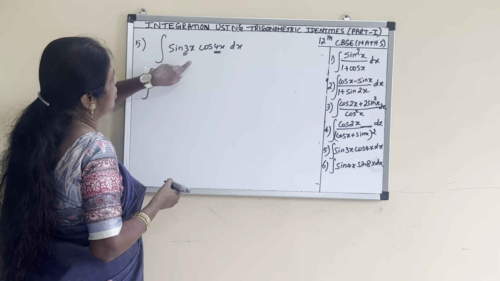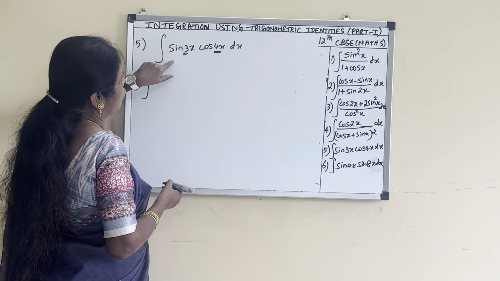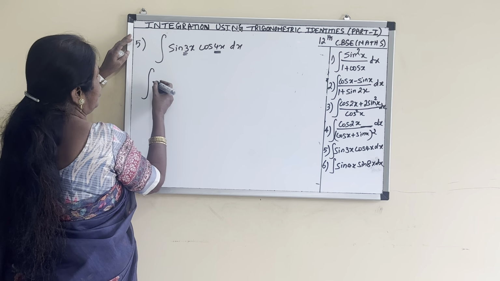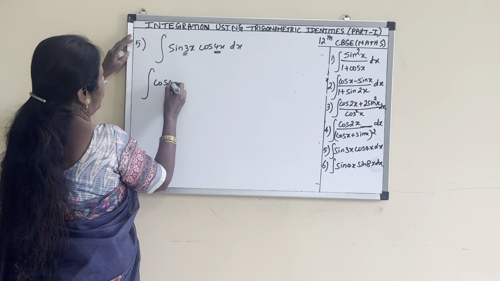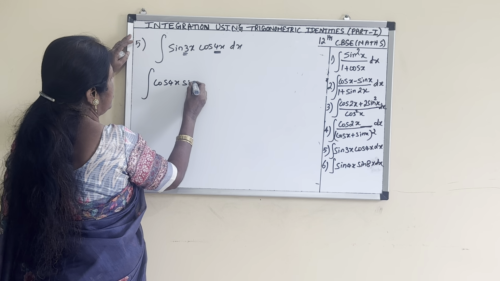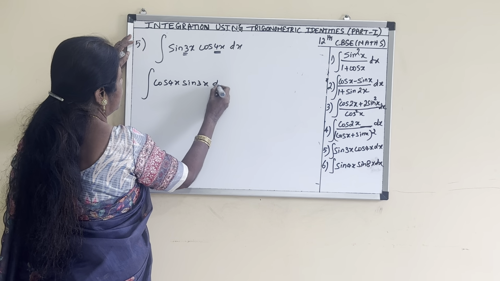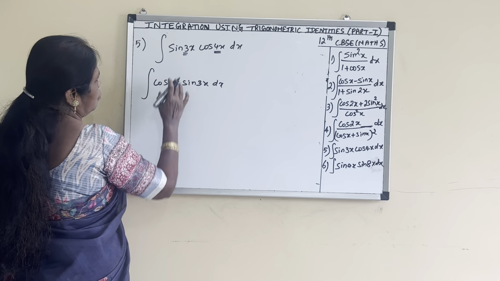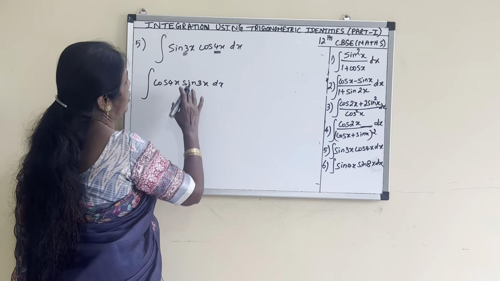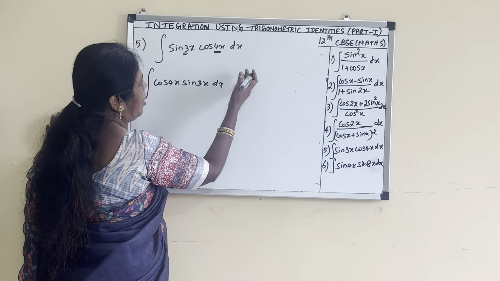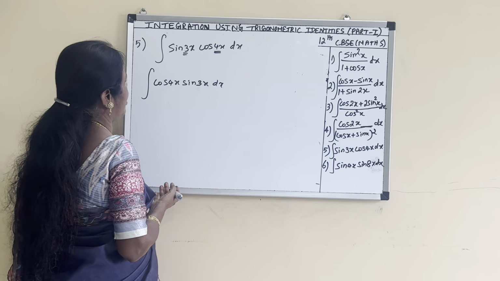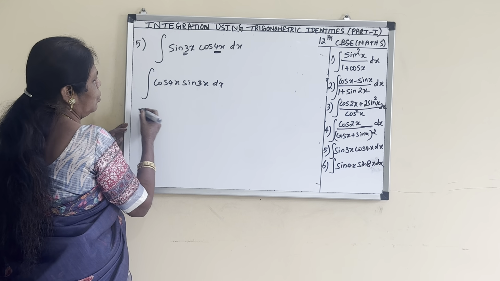You have to know sin of minus x and cos of minus x. You must know that formula also. So it is better to write this as cos 4x into sin 3x into dx. You should not make any mistake: cos of minus x is cos x, sin of minus x is minus sin x. Right. Now I will go for the formula.